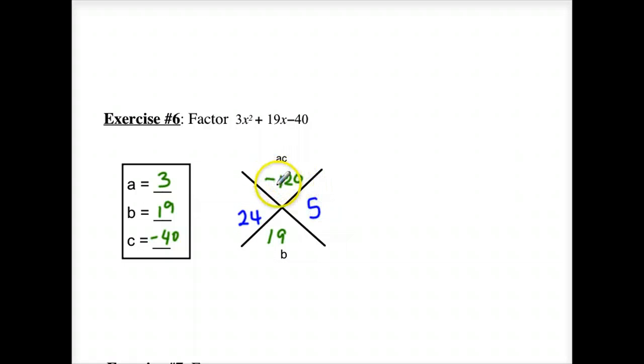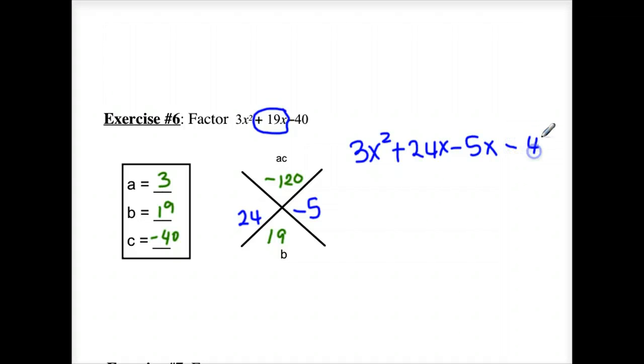I know one of them has to be negative because I need a negative when I multiply at the top. So if I make this negative, let's check it out. 24 times negative 5 will give me a negative 120. 24 plus negative 5 will give me a positive 19. Now that I have this, remember what we have to do. Replace my B term. So this becomes 3x squared plus 24x minus 5x minus 40.